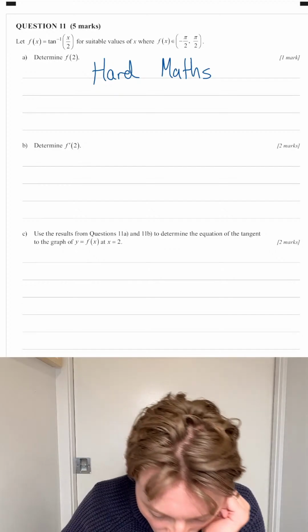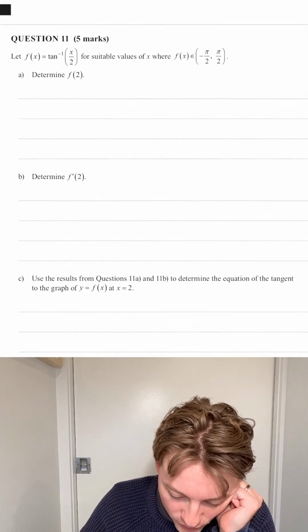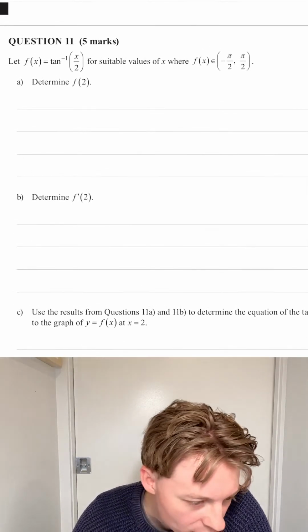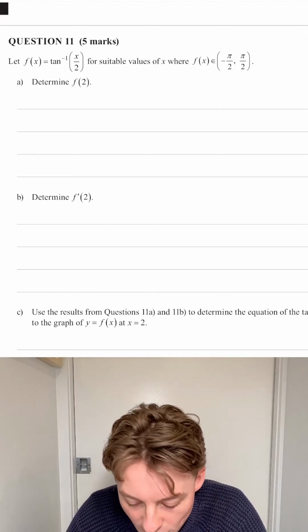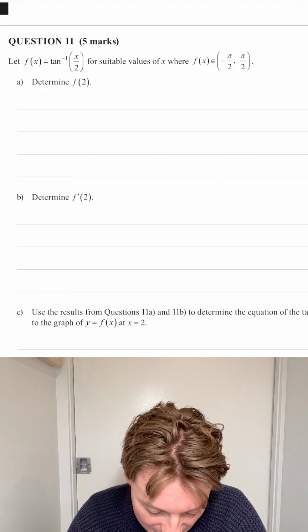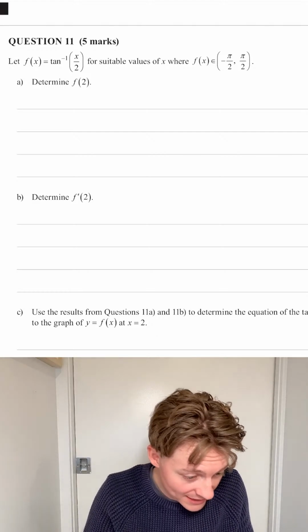Okay, so the very first question is an inverse tan function. We are looking for suitable values, just looking at part A. So if you can't read all of part C, that's okay. But just look at part A. We have an inverse tan function. We have tan to the negative 1 of x over 2. The function is between negative pi on 2 and pi on 2. So we have a bit of a domain here for what my angles could represent.